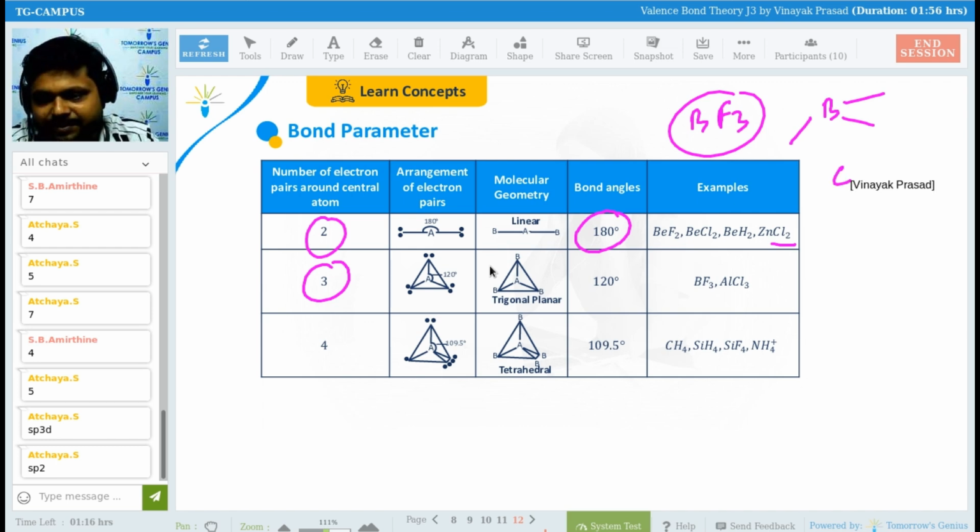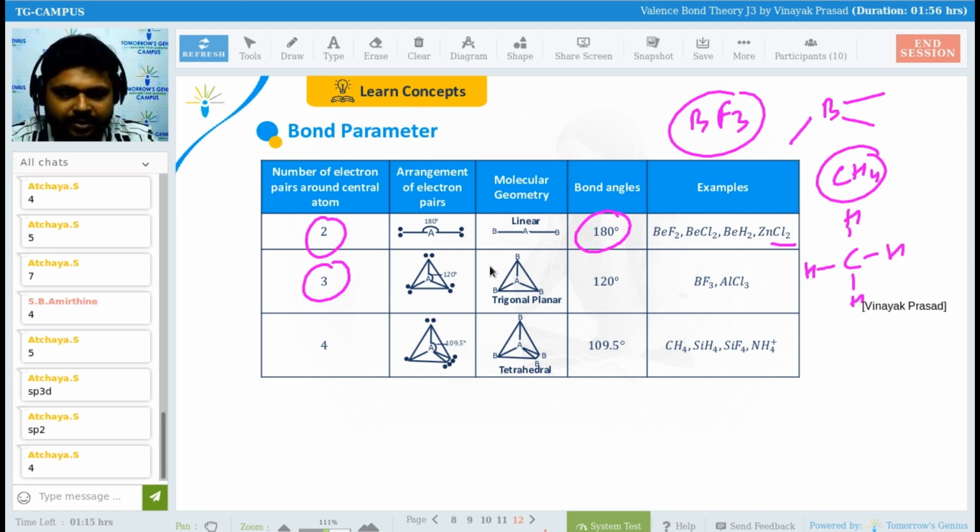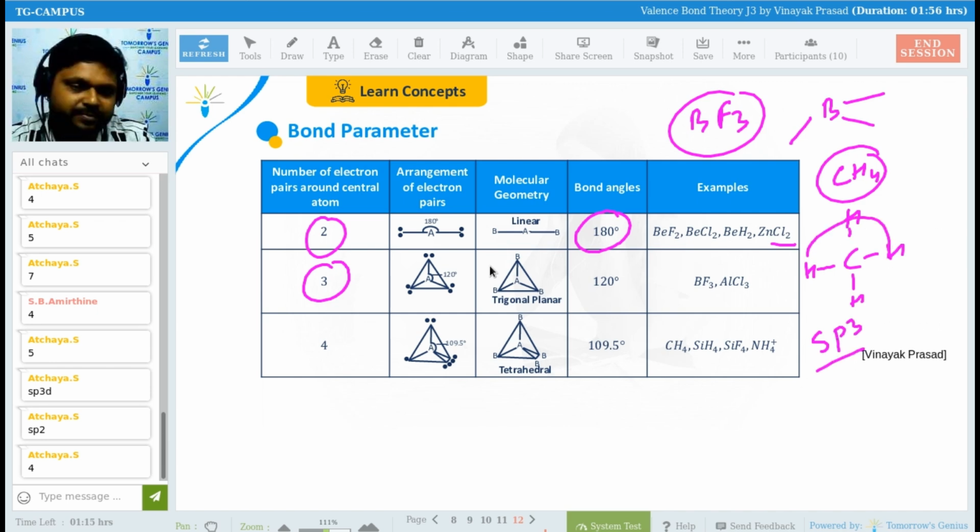If I write CH4, I am giving you one more example and explaining in a different way. C is there, hydrogen is there. Carbon has how many bonds here? 4 bonds, right? So 1 for S and these 3 will be P. So can we write sp3? Yes or no? So it is AB4 type.